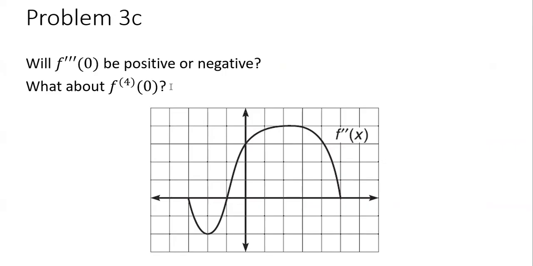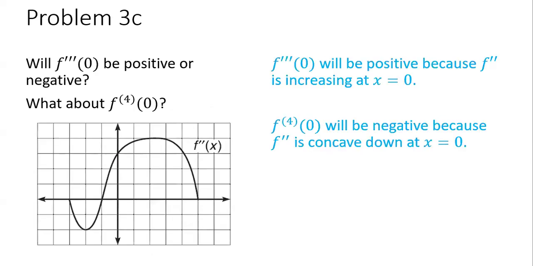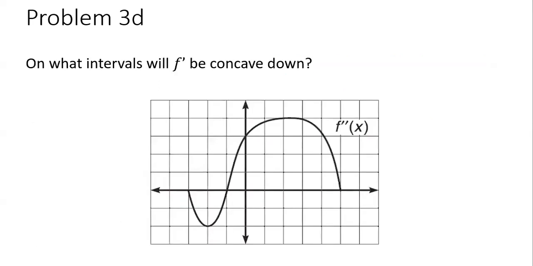Now, the fourth derivative is related to the second derivative's concavity. Okay? So is it concave up or is it concave down at this point, x is equal to 0? The quick way to think about it, it's opening downward, so it's concave down, meaning the fourth derivative, which is this guy's second derivative, is negative. Okay. Part D. On what intervals will f prime be concave down?